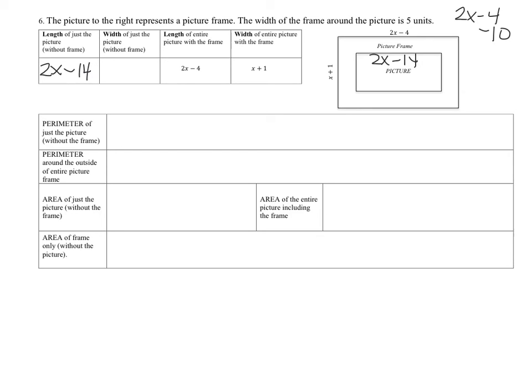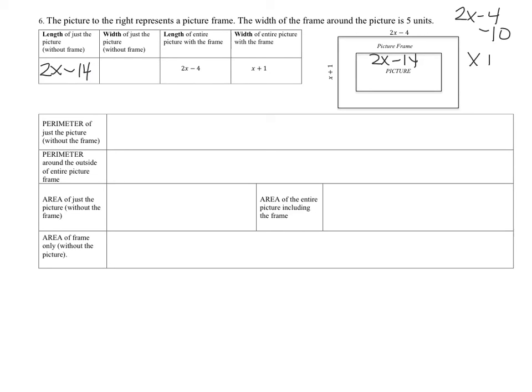And so now if I'm going to do the width of just the picture, I'm going to do the same thing, right? So I want this piece. Since this whole piece is x plus 1, I have to take away this part, right? Because we just went from here to here. Well, this is 5 and this is 5. So you're doing x plus 1 and you're taking away from that 10.